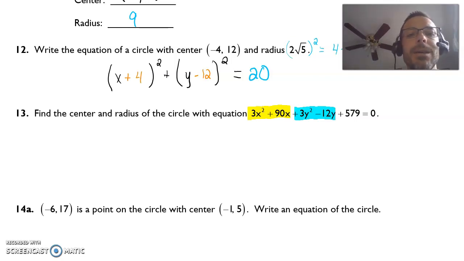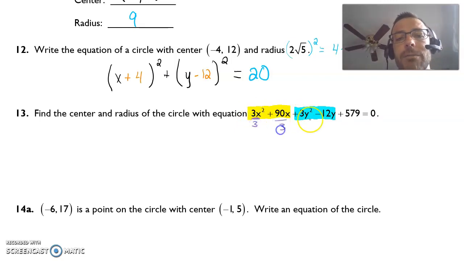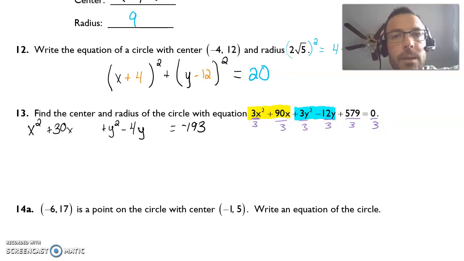So the first step is often, look, you have 3x squared and 3y squared. That's good. I can divide all of my terms here, everything, because it is an equation, by 3. After doing that, I get x squared plus 30x, I get y squared minus 4y, and then I get a negative 193, or a positive 193 when I subtract it to the other side to get all of my constants on the right. My negative 193 goes here.